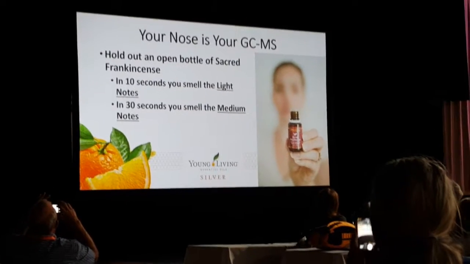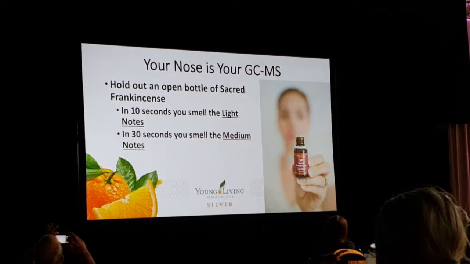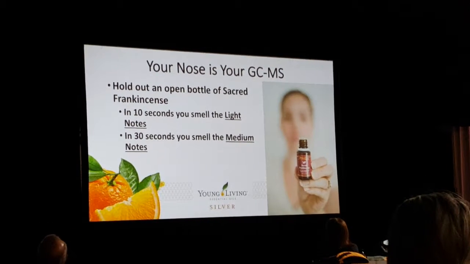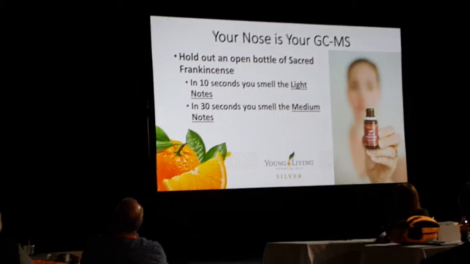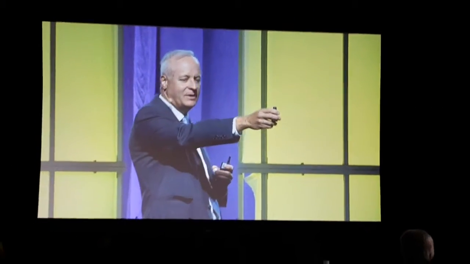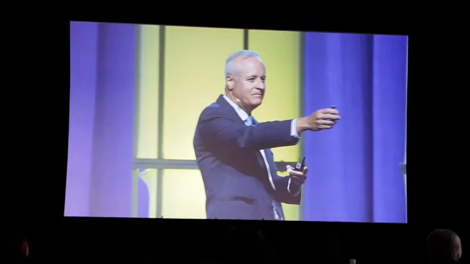Okay, so if I hold out a bottle of essential oil, in this case sacred frankincense, and I open it up, it takes about 10 seconds for that aroma, for the light notes to come to my nose. Now I can smell them. It takes about 30 seconds for the medium notes to get to my nose. It takes a little bit longer. Now, if I want the heavy notes, I've got to bring it all the way up to my nose. I've got to remember I'm also smelling the light and medium notes, but I can detect some of the heavy notes.